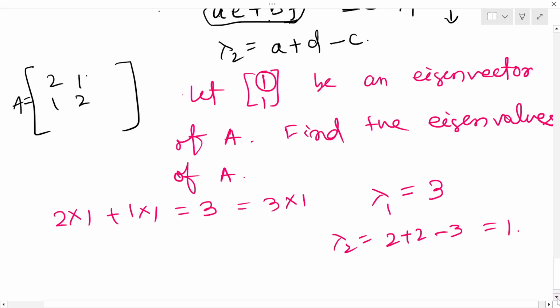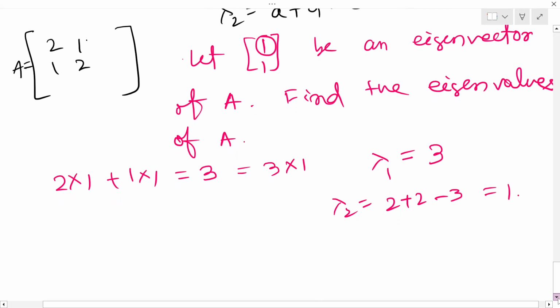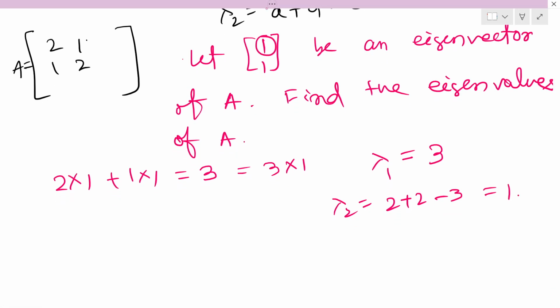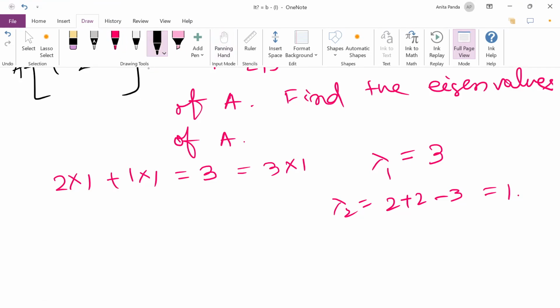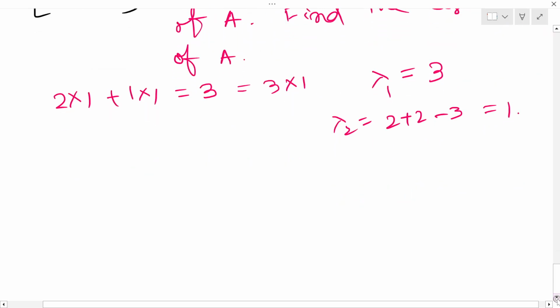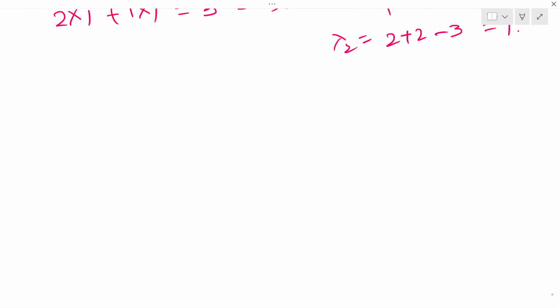Echelon form, elementary row operations. There we have some people who used to get confused. There I will tell about elementary row operations. What are they and why they are being used? Then we will go further. Elementary matrices and elementary row operations.